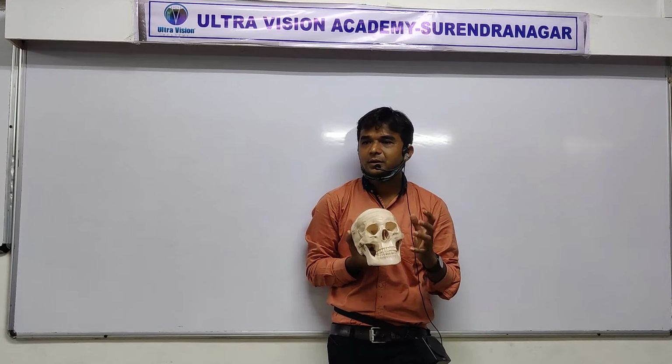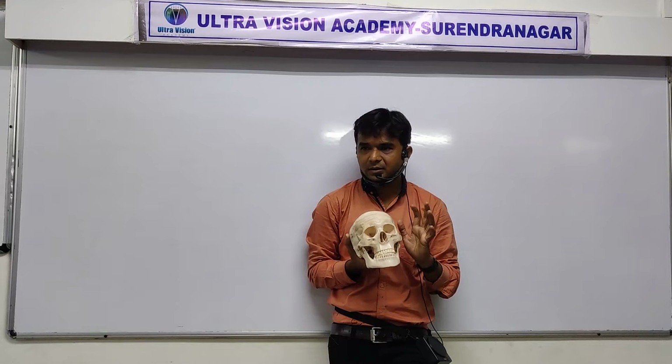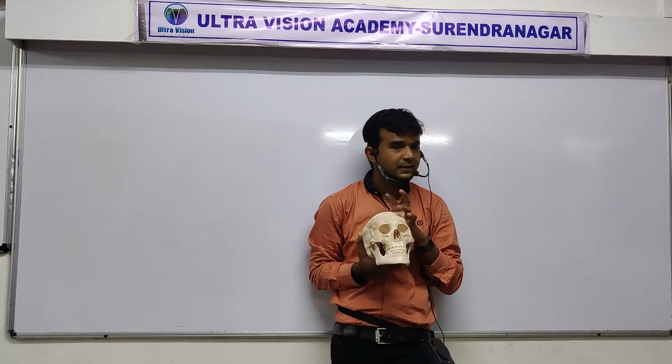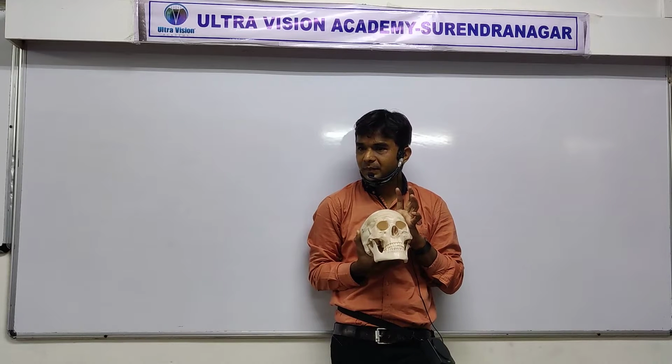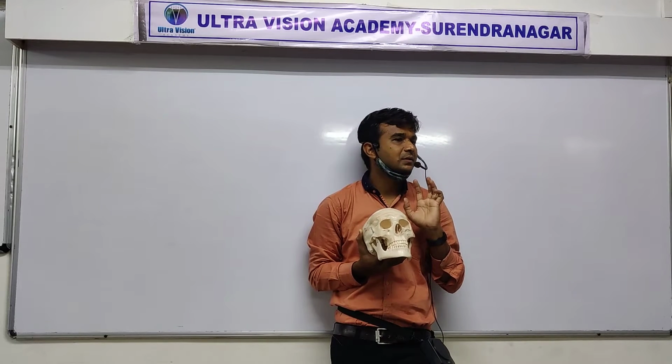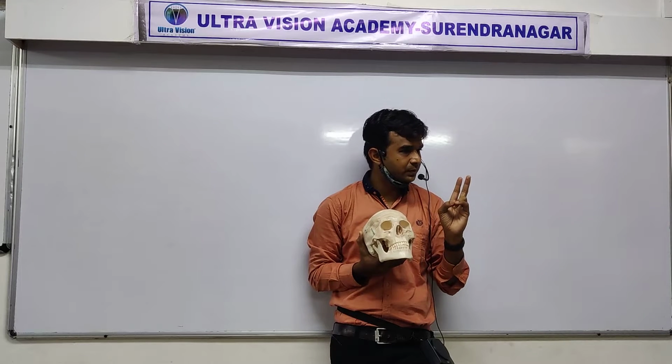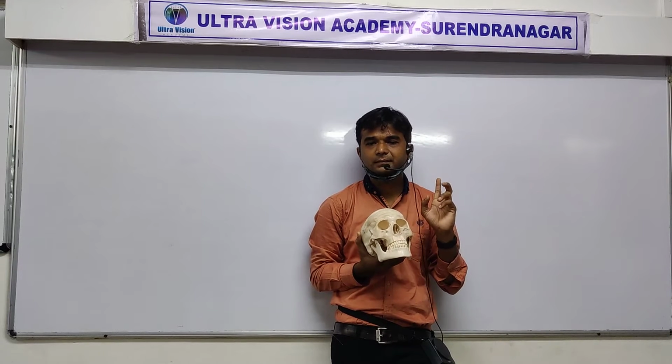Clear? Understand? Okay. Now any doubt related to this? Ear bones are 6: malleus 2, incus 2 and stapes 2. Fine? And hyoid is 1.